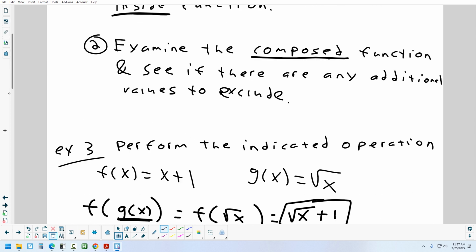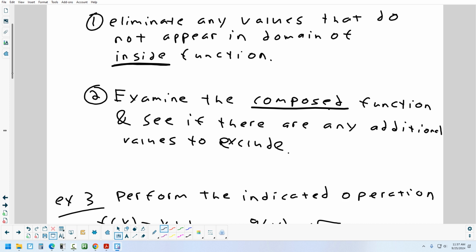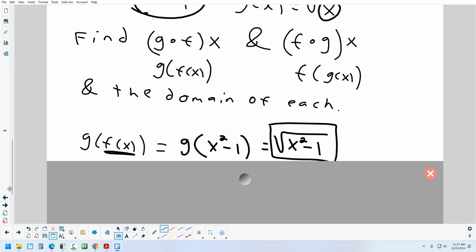Now let's look at step 2. Examine the final answer. Looking at the final answer, are there any fractions with letters in the bottom? No. Are there any square roots? Yes. We don't want to be taking the square root of a negative. So we need to make sure that what I just circled always comes out 0 or higher.